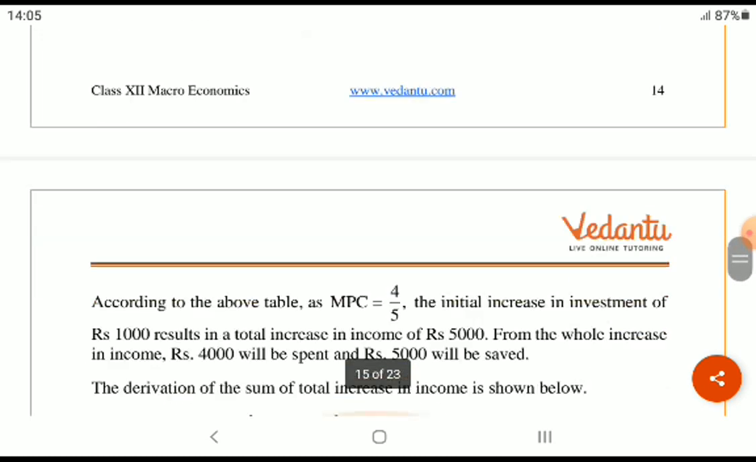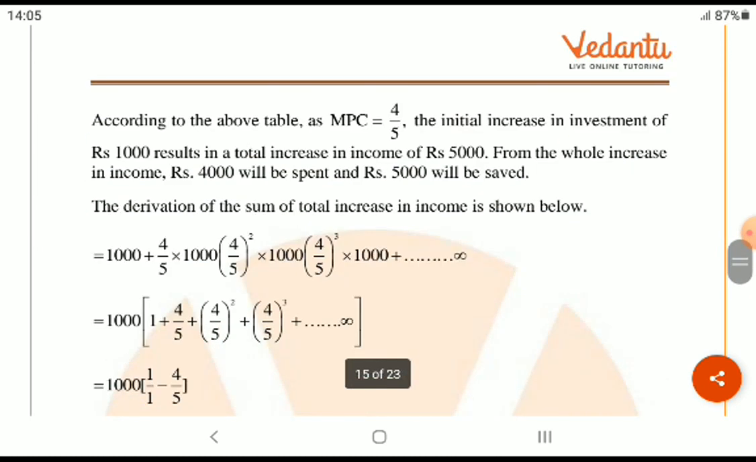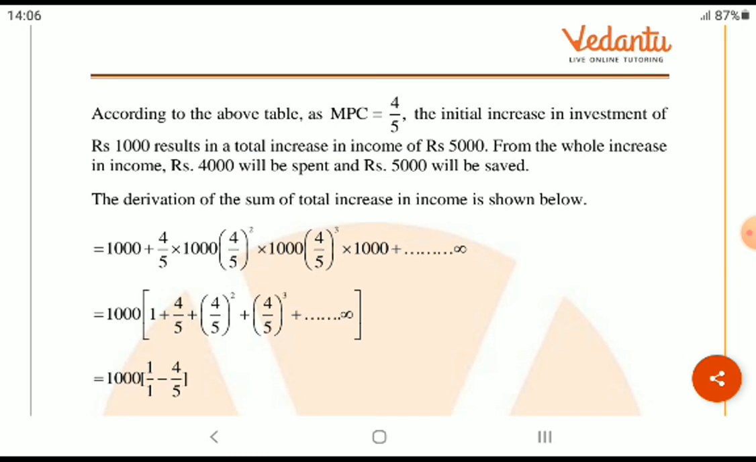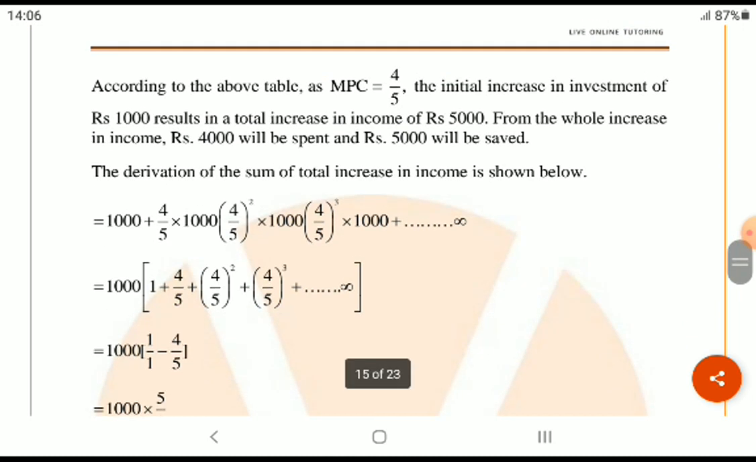According to the above table, as MPC is equal to 4 by 5, the initial increase in investment of rupees 1000 results in a total increase in income of rupees 5000. From the whole increase in income, rupees 4000 will be spent and rupees 1000 will be saved. Means 4000 amount will be spent and 1000 will be saved.